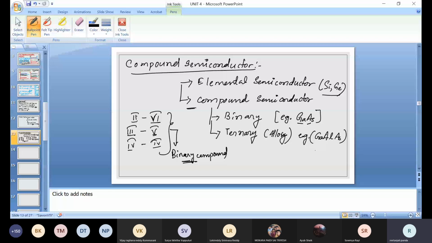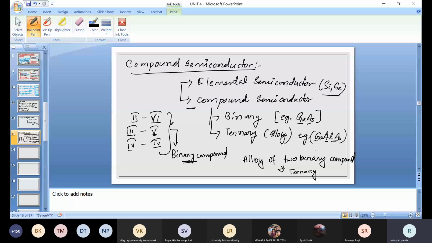Now, if I make an alloy of binary compound semiconductors, then I will get a ternary compound semiconductor. As you can see, gallium arsenide and aluminium arsenide are used to form this alloy, that is gallium aluminium arsenide. So these are your binary compounds, or we can say alloy compounds.